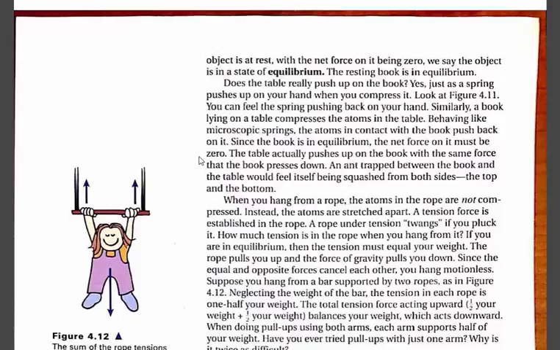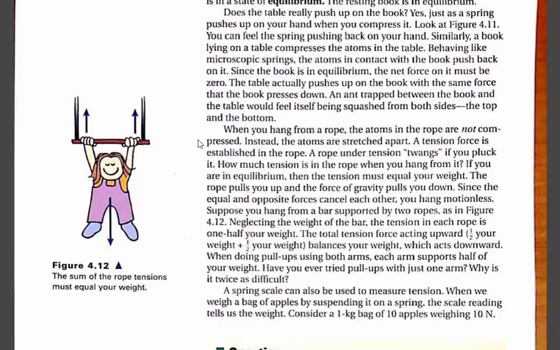An ant trapped between the book and the table would feel itself being squashed from both sides, the top and the bottom. When you hang from a rope, the atoms in the rope are not compressed. Instead, the atoms are stretched apart. A tension force is established in the rope.